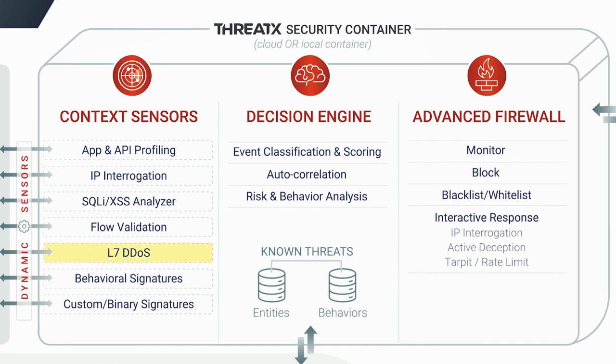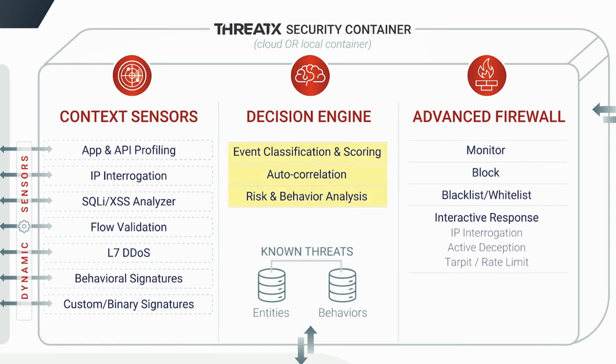The last one is layer 7 DDoS. This is looking for a bad actor trying to access large uncacheable objects, request it over and over again as fast as possible to eat up all of your computing resources, triggering a denial of service and taking down your website. Now, all of this concludes the detection capabilities of the ThreatX security container. But once we detect it, we have to do something with this knowledge, which brings us to our next two sections, the decision engine and advanced firewall.